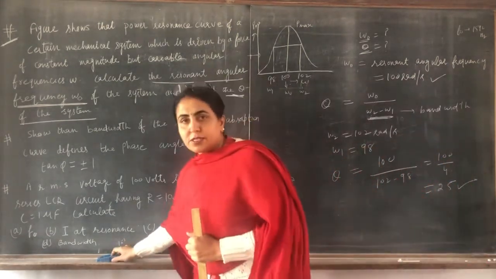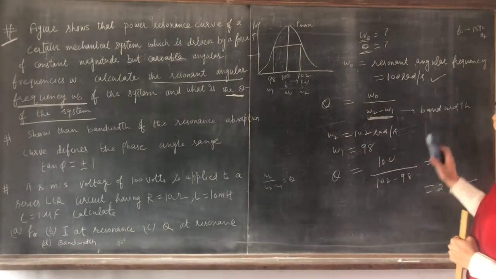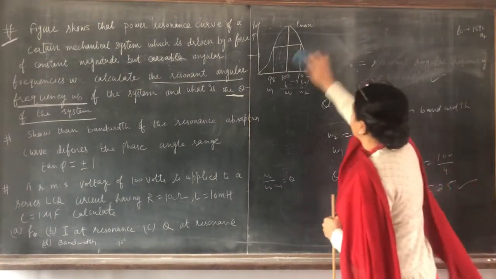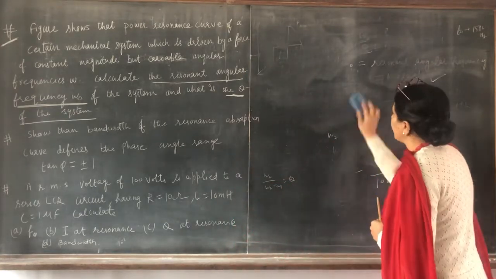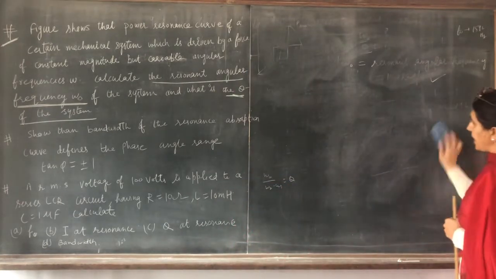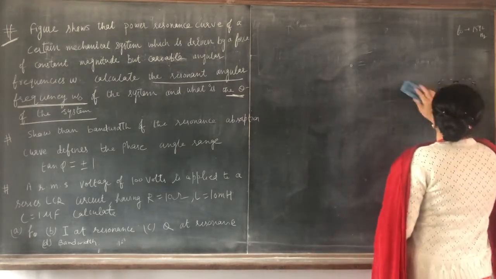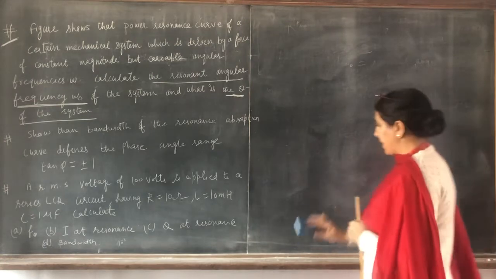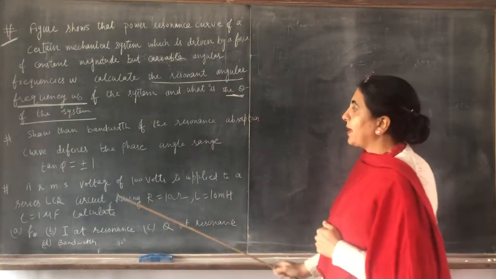So this is our first numerical. Now about the second numerical, that is also very important and also based upon this concept of average power. What is that numerical? First of all, read the statement. This is also a very important numerical.